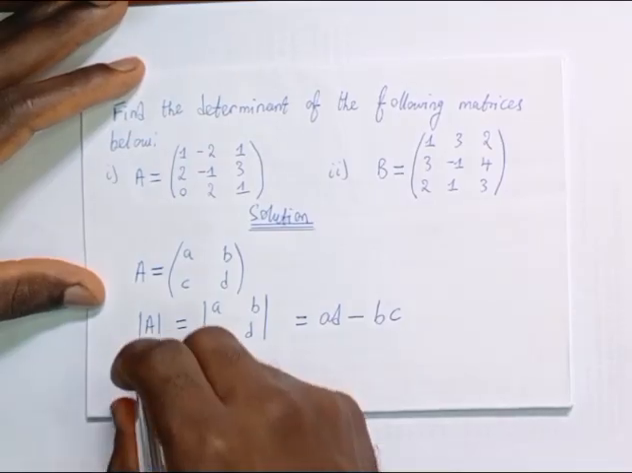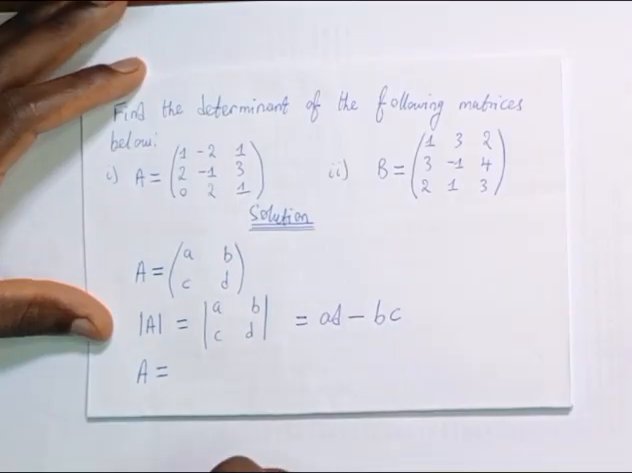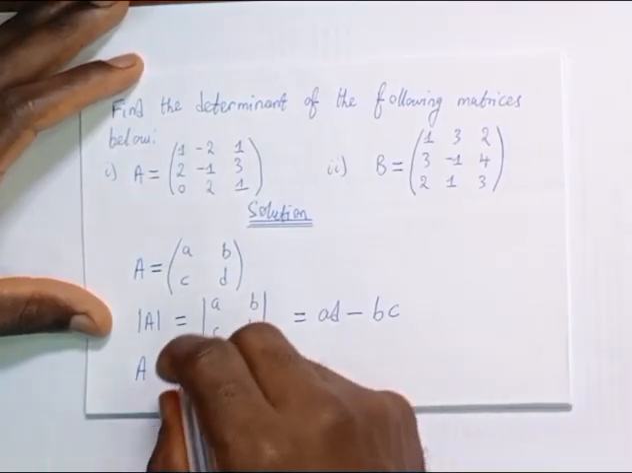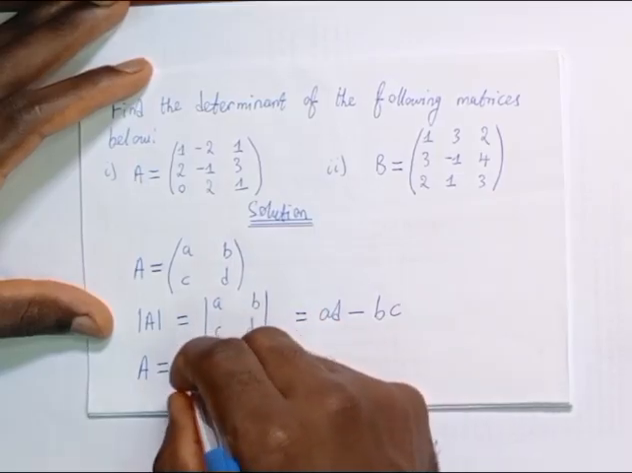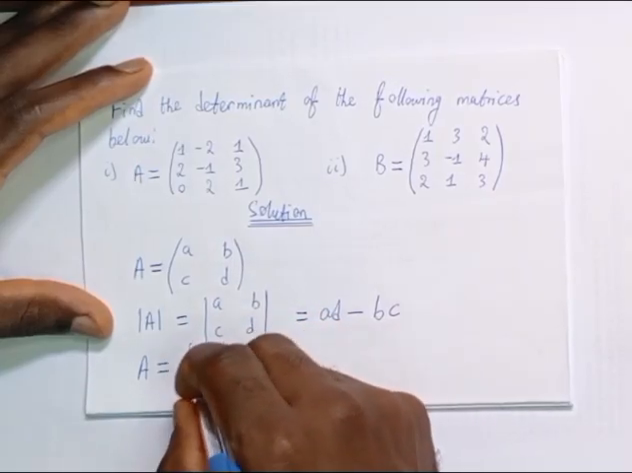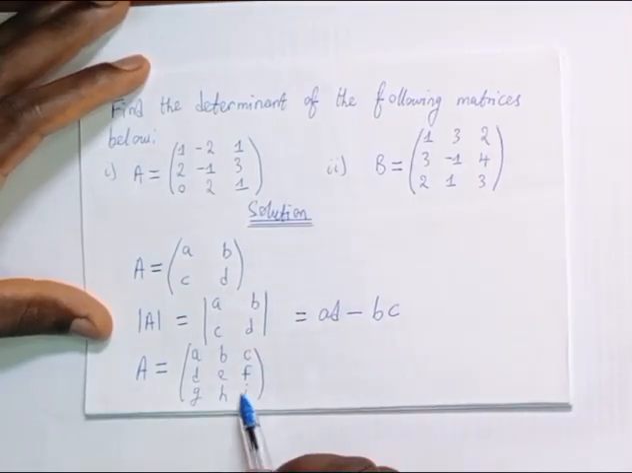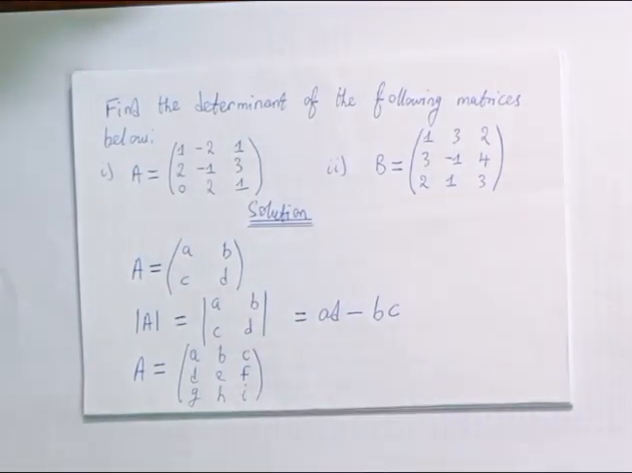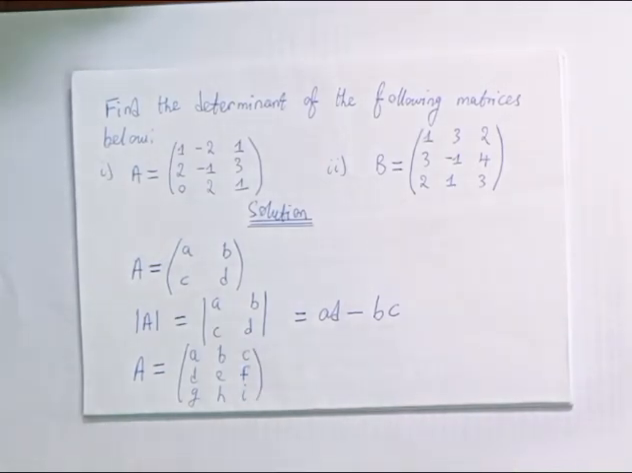Now, if we have a matrix A, which is a 3 by 3 matrix with entries A, B, C, D, E, F, G, H, I, the determinant of this 3 by 3 matrix is different from that of a 2 by 2 matrix, and we calculate the determinant of a 3 by 3 matrix by making use of the formula below. I'll write down the formula.